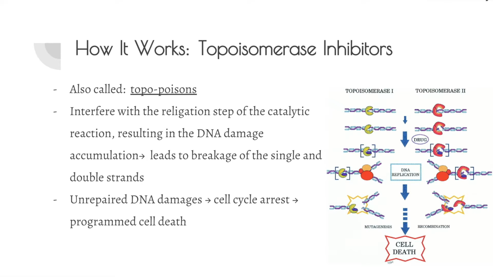More specifically, they interfere with the religation step of the catalytic reaction in DNA replication. This results in DNA damage accumulation and leads to the breakage of the single and double strands in the DNA helix. Then, unrepaired DNA damage signals cell cycle arrest, which signals programmed cell death, also known as apoptosis. If you look at the image on the right, you can see a comparison of how topoisomerase 1 and 2 interfere as the enzyme travels down the helix. Eventually, both inhibitors lead to cell death.